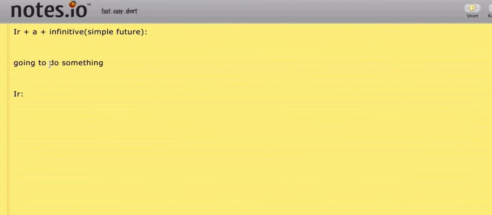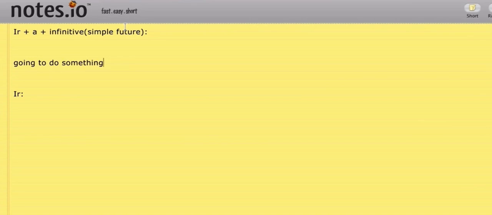So an example of this would be I'm going to run, he is going to walk, we're going to do our homework, stuff like that, right? And so that's why we call it the simple future, is because we're also talking about things in the future. Now, there's two ways to talk about the future in Spanish. You can either use ir plus a plus infinitive, or you can use the future tense.